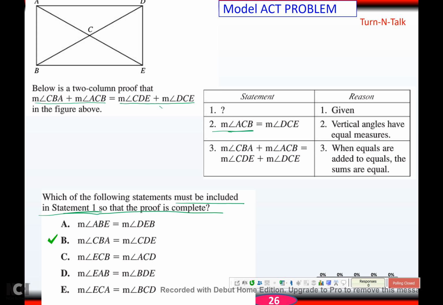So what this says is that the measure of ACB, which is this one right here, is equal to the measure of DCE. Well, that's true by vertical angles. So I'm trying to figure out where they're going now. So then they said the measure of CBA, I'll get a different color.